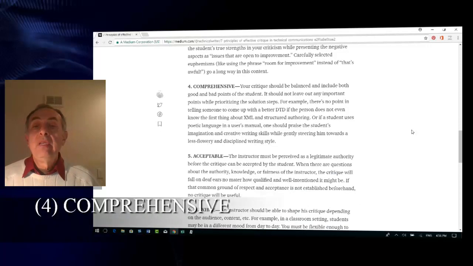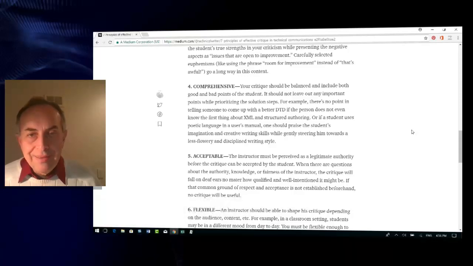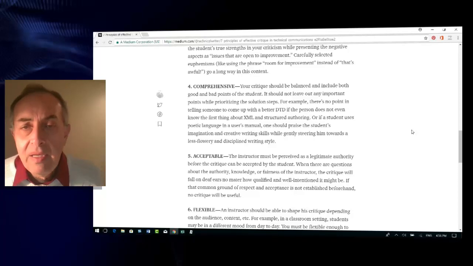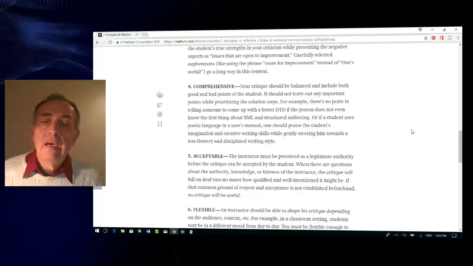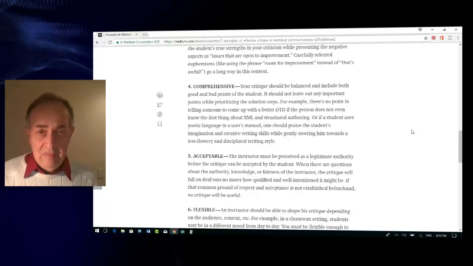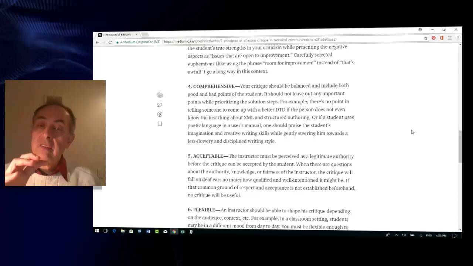Comprehensive. Your critique should be balanced and include both good and bad points, but it should not leave out any important facts while prioritizing the solution steps. For example, there's no point in telling a student that he or she should have come up with a better DTD if the person does not even know the first thing about XML and structured authoring. So maybe there are prerequisites to a task that you ask them to perform. So try to be as comprehensive and include all the necessary steps as possible to be helpful.